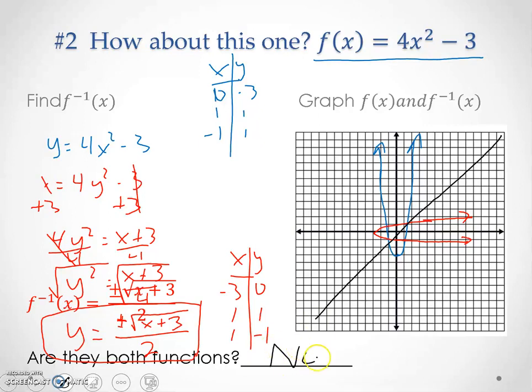The original one is a function, but the second one is not a function. The blue one here passes the vertical line test, but the red one does not, because when I draw a vertical line, I don't know if it's going to be this one or this one. And that plays out right here. When I plug in a 1, I'm going to get two numbers back out. I'm going to get either a 1 or a negative 1. And so that means it is not a function. So we will continue this on the second video.